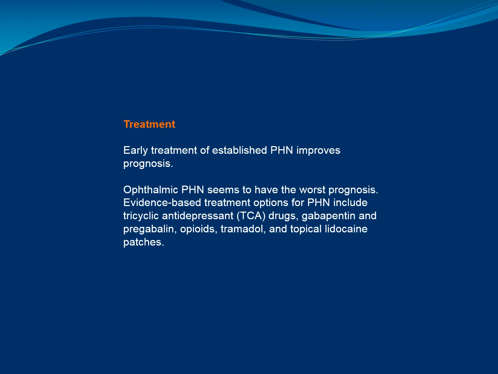Treatment. Early treatment of established post-herpetic neuralgia improves prognosis. Ophthalmic post-herpetic neuralgia seems to have the worst prognosis. Evidence-based treatment options of post-herpetic neuralgia include tricyclic antidepressants, drugs like gabapentin, and topical lidocaine patches can also be used.